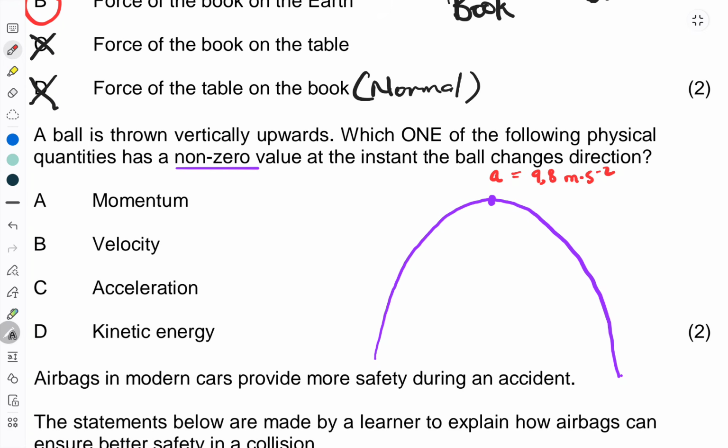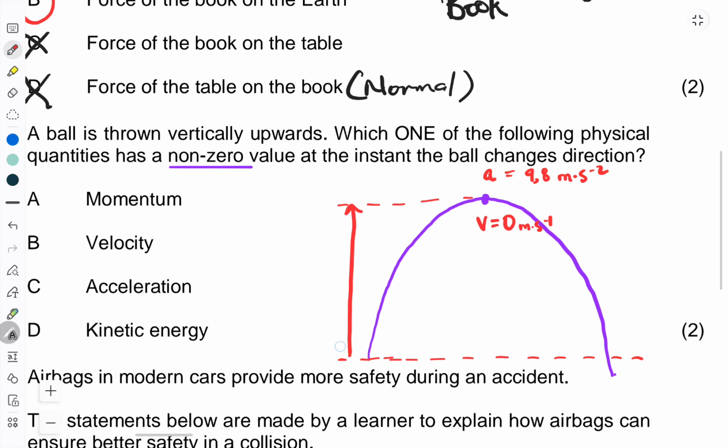Because that's the gravitational acceleration, it's always there, right? And then we know that velocity at this point is 0 meters per second. We also know that the height, let's say this is where the ball started, at that point I would have reached my maximum height, so that's H max. So those are the things we know about that point up there.